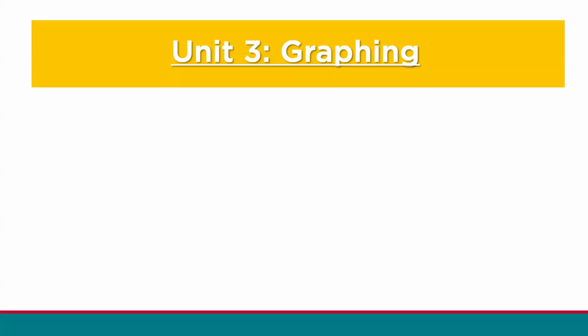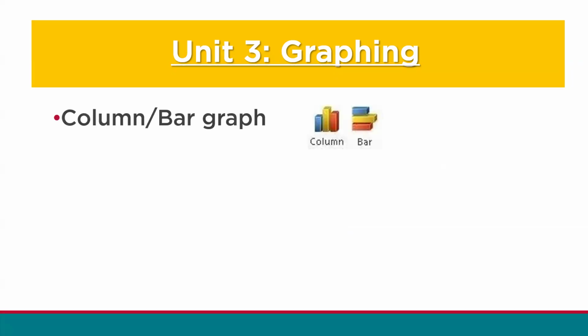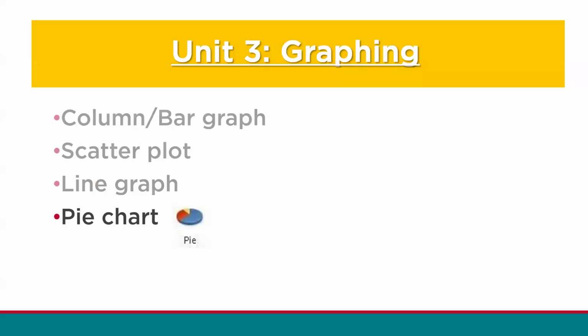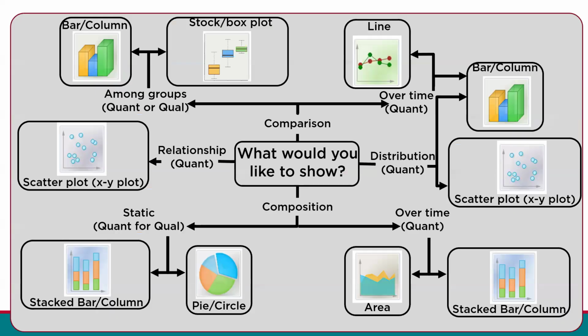There are many types of graphs you can generate. The main ones you'll come across are column or bar graphs, scatter plots, line graphs, and pie charts. You can use this graphic to help you decide which graph type is best for you to use and your desired outcomes. You first have to ask, what do you want to show with your graph? But with that is the type of data you have. Qualitative, as in words, or quantitative, as in numbers.